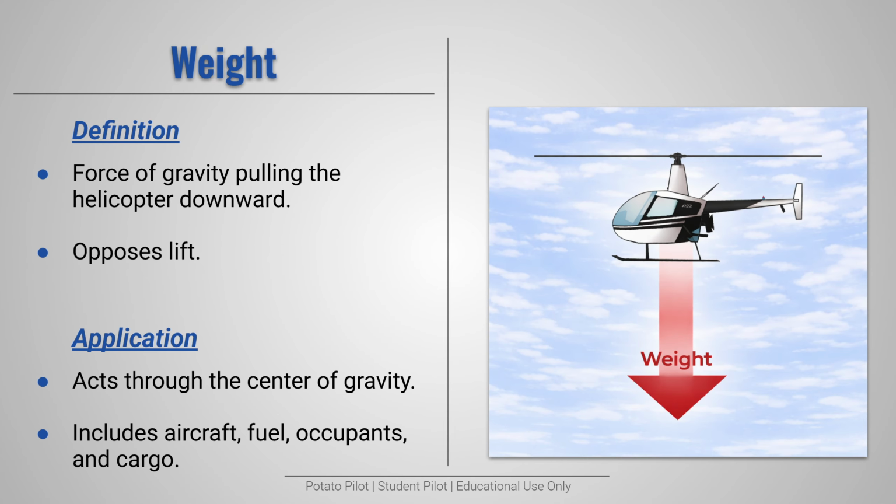Weight is the force of gravity pulling the helicopter downward. It opposes lift. Weight includes the aircraft, fuel, passengers, and cargo. Unlike lift, weight doesn't change because of control input. It's a constant force we must overcome. Remember from Lesson 1, altitude is stored energy. The higher we are, the more potential energy we have available. That only exists because lift has overcome weight. If lift decreases, gravity converts that stored energy into motion, and we begin to descend.